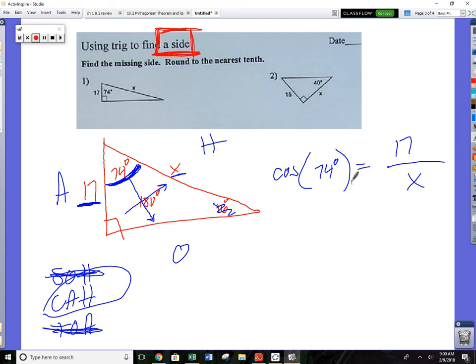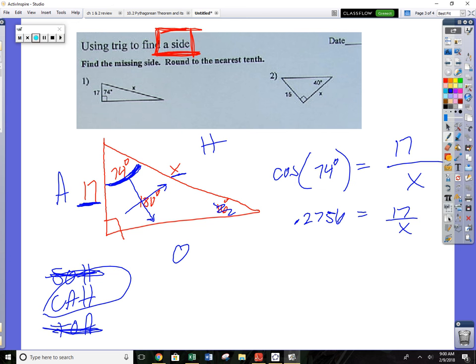So now I know this is a number. This is 0.2756. And that is equal to 17 over X. Now at this point the trig is done. From here on out is algebra. We are 100% done with the trig, and now it's algebra. So here's algebra. Now let's do some mental math.